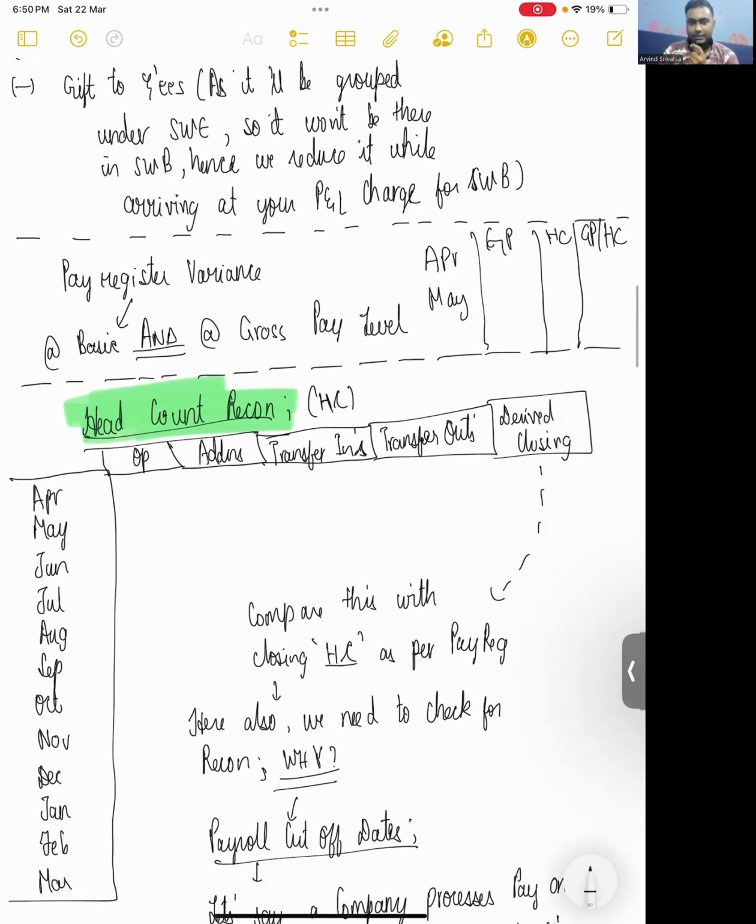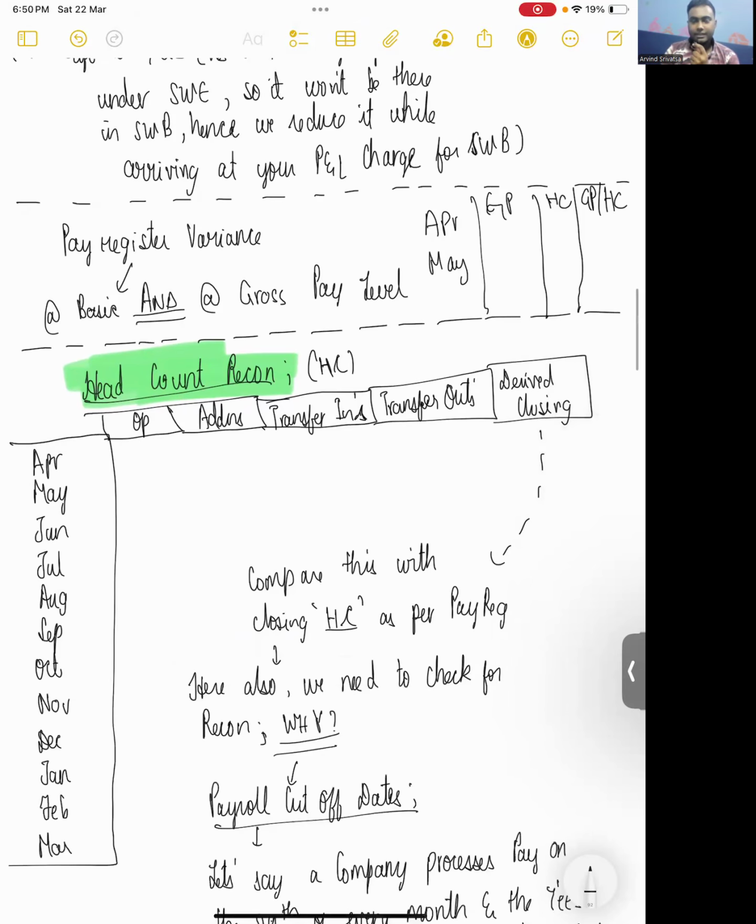And headcount reconciliation. This is a very overlooked concept. People think this to be very simple, but again, this is an area in which you have to apply your mind. So if I have to give you a perspective, what is a headcount reconciliation? You know how many employees were there at the start of the year. You know how many employees joined in a particular month. You know how many employees left in a particular month. So sorry, I missed out the deletions here.